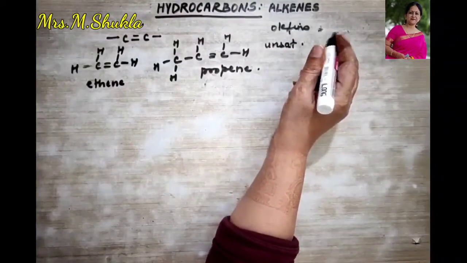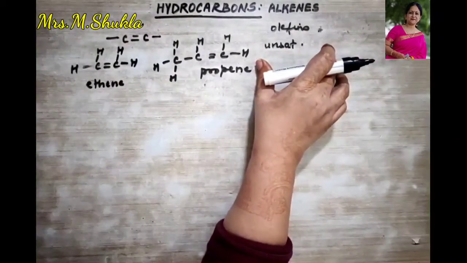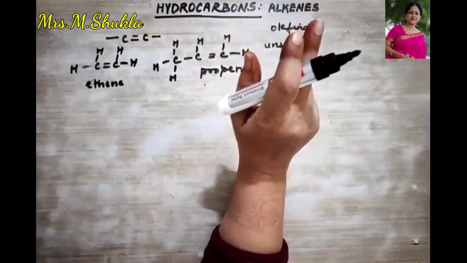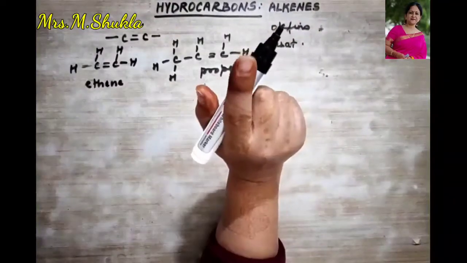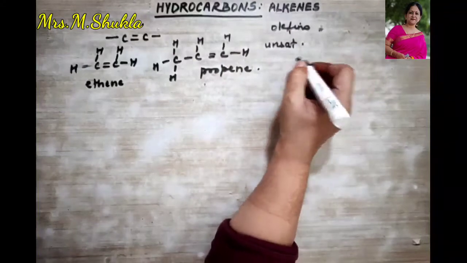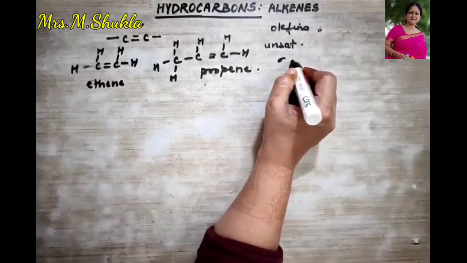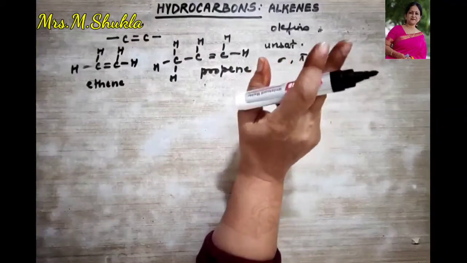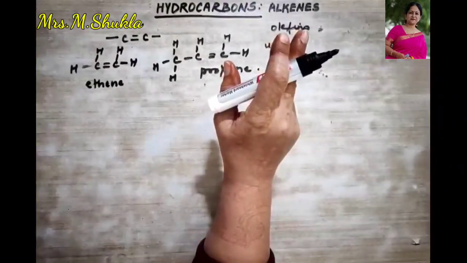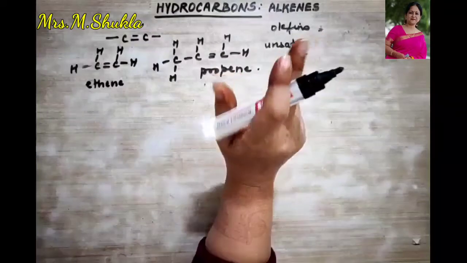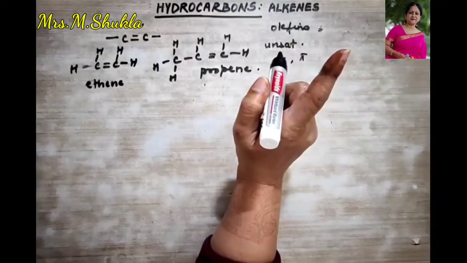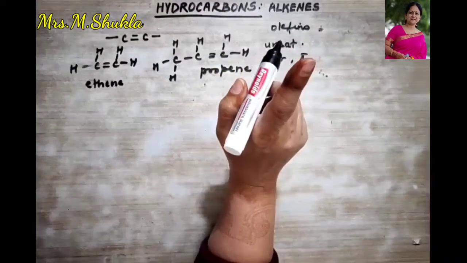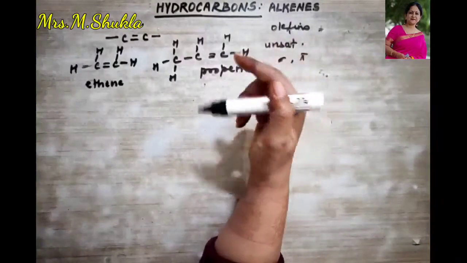So now these alkenes are also unsaturated hydrocarbons. Why are they unsaturated hydrocarbons? Because the molecule of alkene contains a double bond involving a sigma bond and a pi bond. Clear? That is, the tetravalency of each carbon atom is satisfied not only by a single covalent bond in the alkenes, but it has a double bond.